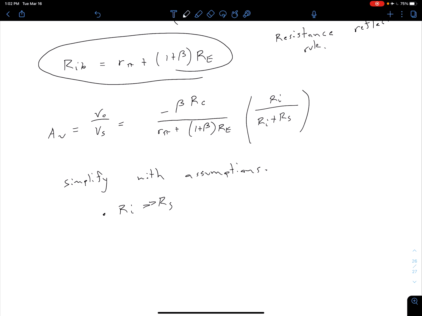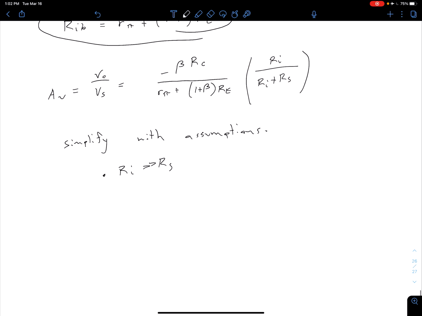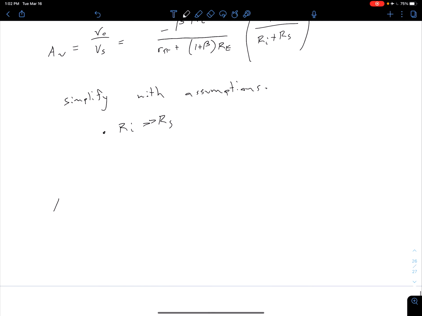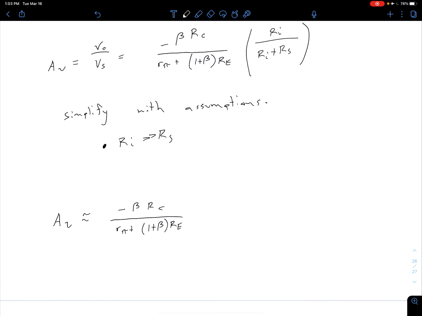All right. So our second assumption then, and maybe let's just keep a running update here. So we can say our AV, well, actually, let me put it a little lower down. So we can say our AV then is going to be approximately, so we have at the moment negative beta RC divided by R pi plus 1 plus beta RE. And we said that last term is approximately 1 with this assumption here.